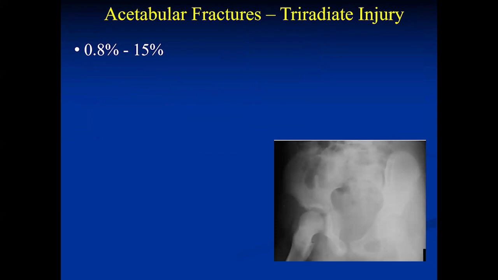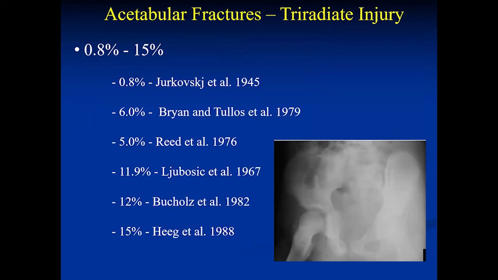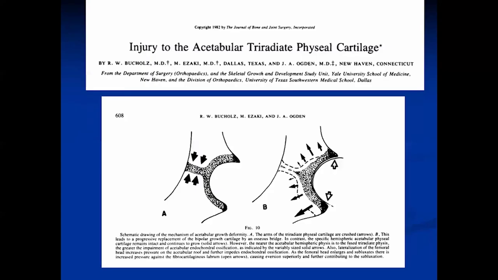And if you look at the rate of triradiate injury, it does vary across the literature. It can be 0.8% up to 15% based on what study you look at. There are various different studies that have looked at this historically. And basically, when you get an injury to the acetabular triradiate physeal cartilage, the medial wall thickens, you get a shallow acetabulum, and you get femoral subluxation.